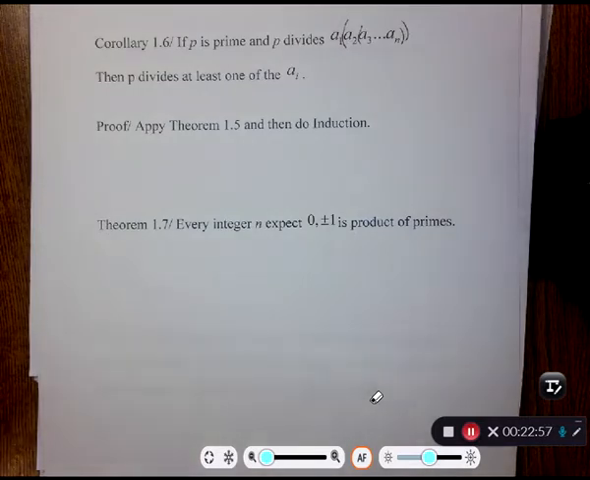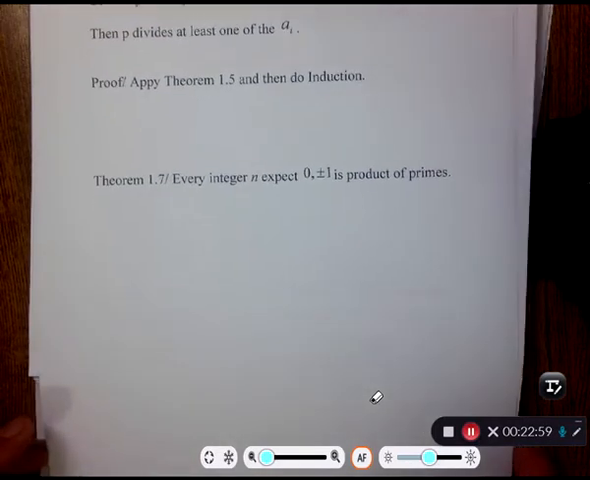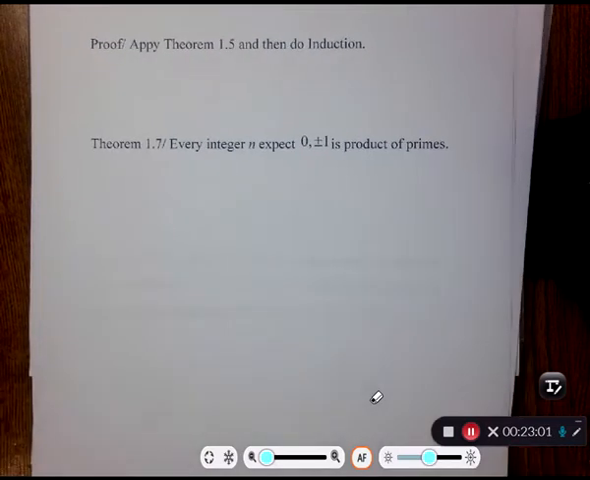Okay? Now, because of that, Theorem 1.7 brings up another major aspect of algebra. Theorem 1.7: every integer n except 0 and plus or minus 1 is a product of primes. Now this is something that we were taught in elementary school, honestly, that prime factorization and the like. And so every integer can be written as a product of primes.